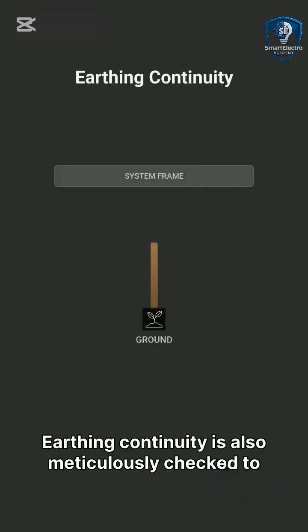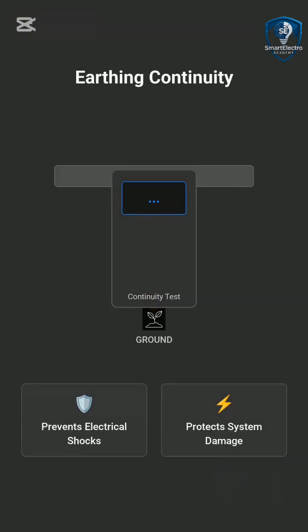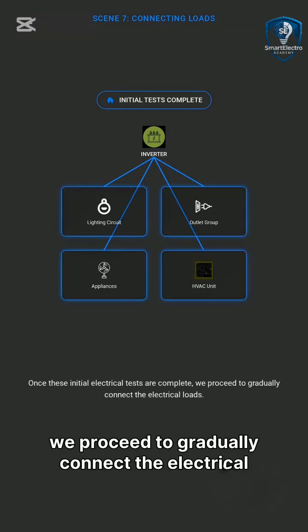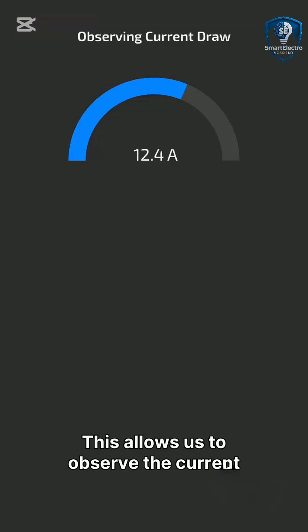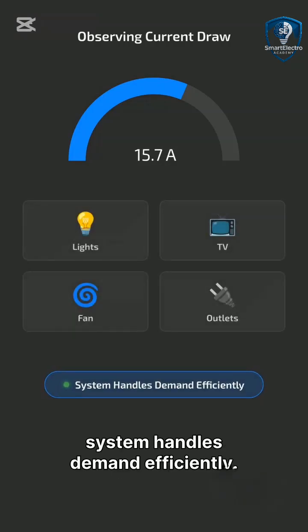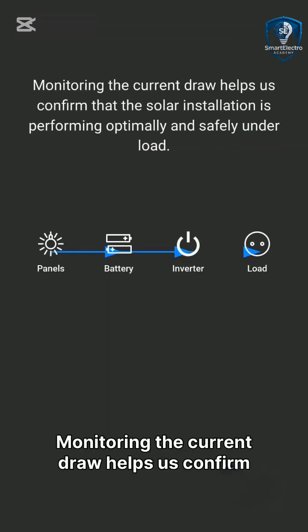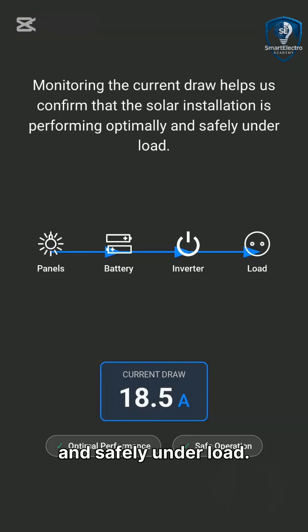Earthing continuity is also meticulously checked to provide essential protection against electrical shocks and system damage. Once these initial electrical tests are complete, we proceed to gradually connect the electrical loads. This allows us to observe the current draw under real-world operating conditions, ensuring the system handles demand efficiently. Monitoring the current draw helps us confirm that the solar installation is performing optimally and safely under load.